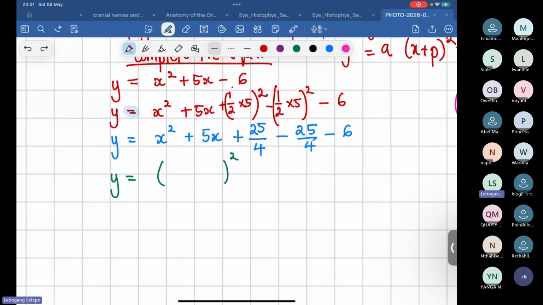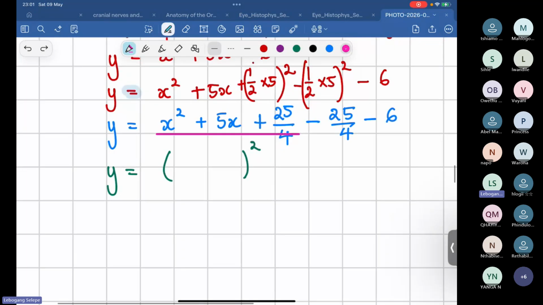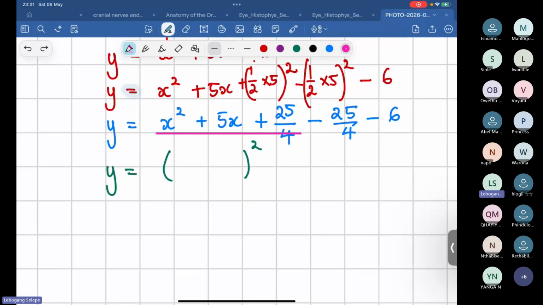So you're going to consider the first 3 terms. You're going to find the square root of the first term. What is the square root of x squared? That is x. You're going to put that inside the bracket. We're going to find the square root of the third term, which is 25 over 4. The square root of 25 over 4 is going to be 5 over 2, if I'm not mistaken. Yes. So it's going to be 5 over 2.